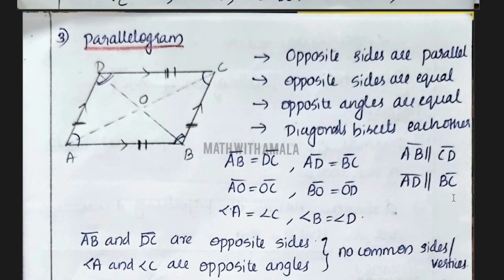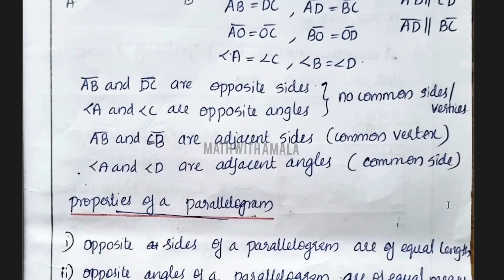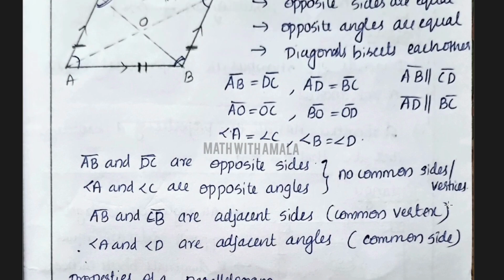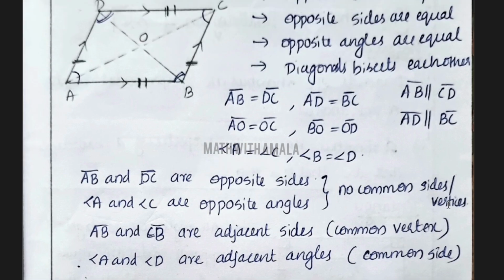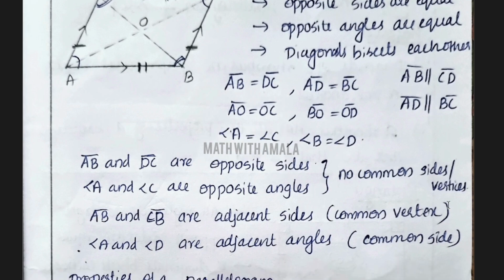Now what are parallelograms? A parallelogram has a slant when compared to the rectangle. Opposite sides are parallel, opposite sides are equal, opposite angles are equal, and diagonals bisect each other. AB is equal to DC, AD equal to BC, AB is parallel to CD, AO equal to OC, where O is the center, and OB equal to OD, at which the diagonals are bisected into equal pieces. Angle A equals angle C, angle B equals angle D. AB and DC are opposite sides. Angle C and angle A are opposite angles. So there are no common sides or vertices.